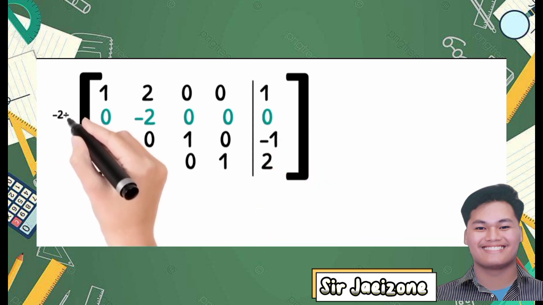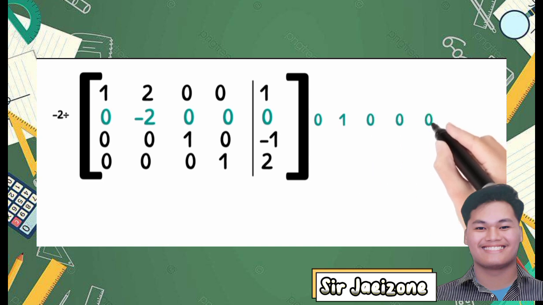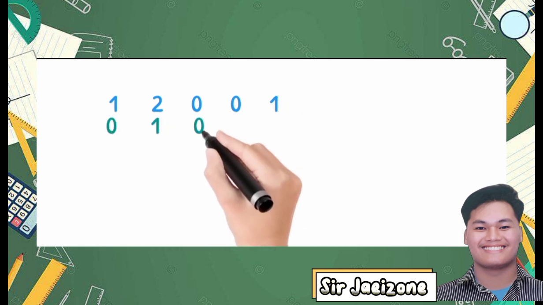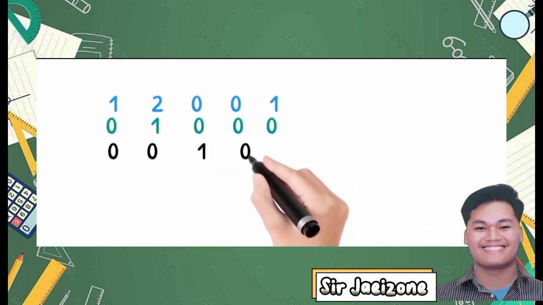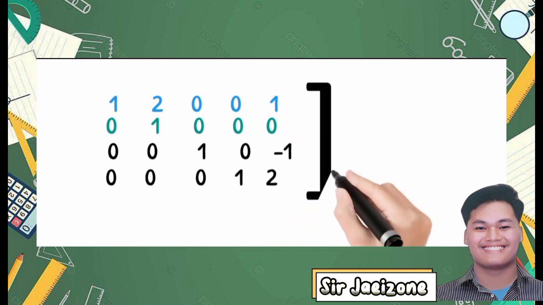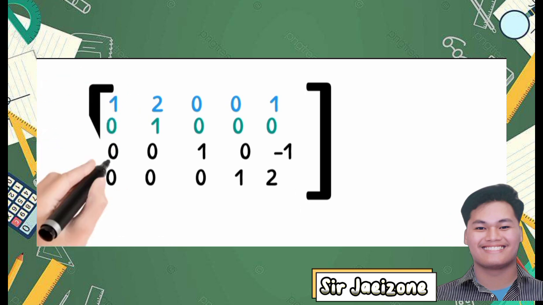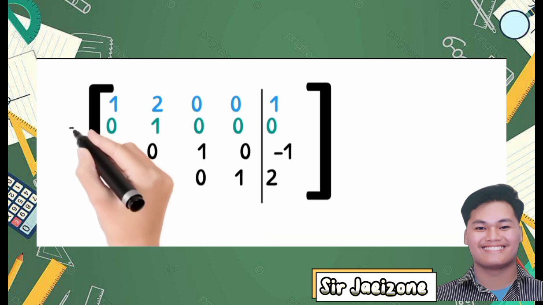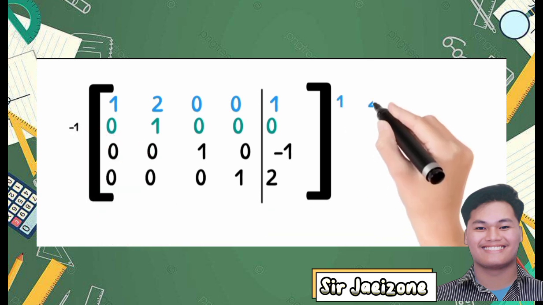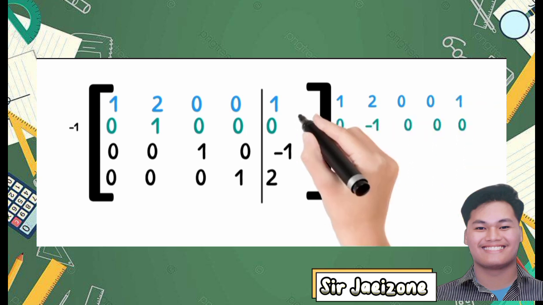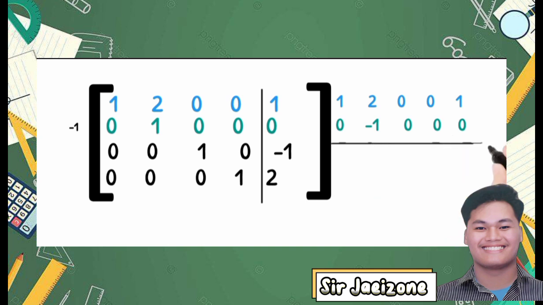Next thing, divide the row 2 by -2 to make the -2 1. And the last thing we should do is to make the 2 from the row 1, 1. Multiply the row 2 by -1 and add the product of row 2 to row 1. And the sum of the two rows will be the new row 1.